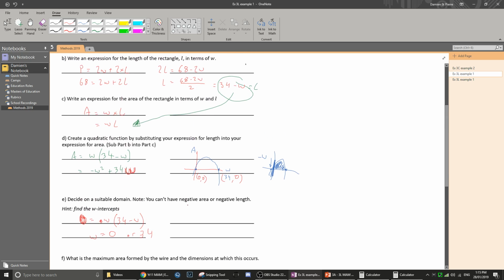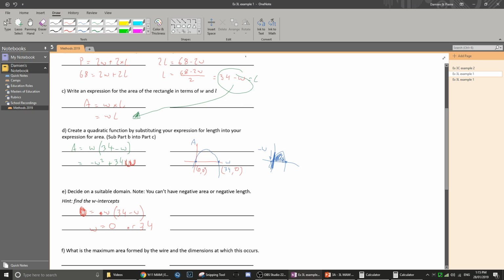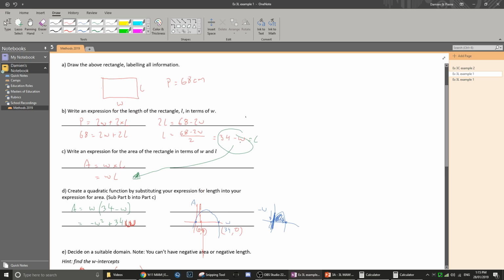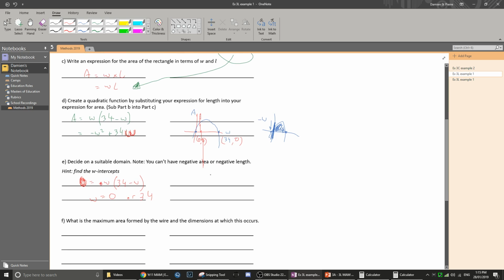Another thing we want to check is that we don't have a negative length. Let's put in a 0 for W and check our formula up here. If we put in 0 for W, we get a length of 34. And if we put in the maximum, 34, then 34 minus 34 gives us a length of 0. So our possible domain is between 0 and 34. We can't have 0 because it turns into a line, it's no longer a rectangle. We can't have exactly 34 because it'll turn into a line as well.